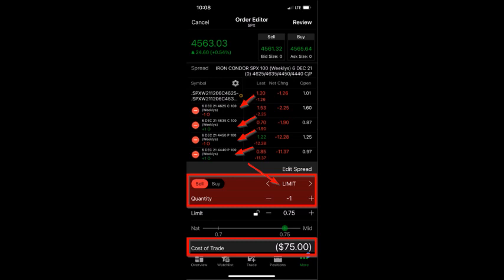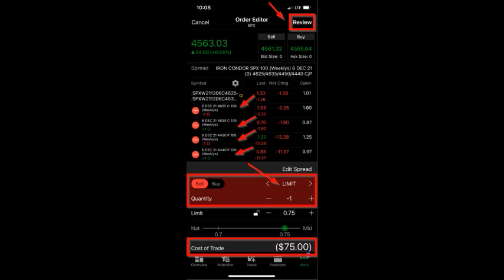Now that the 4 legs of the iron condor are set, you have the choice of doing a limit or a market order. Our iron condor creates a credit spread, meaning we will be selling this iron condor and receiving $75 for doing so. The quantity is negative because we are selling the iron condor. If everything looks good, tap review.